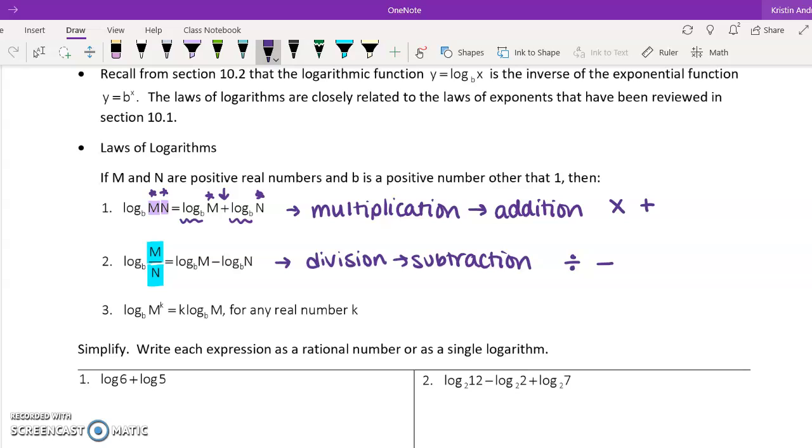And then for the third one, we have log base b of m to the k power. And this one is super important, super useful, because this is one of the most important reasons for learning about logs, because sometimes variables end up in a power. And this allows you to take this power of k and move it all the way to the front, and it becomes a coefficient. So I call this one coefficient. Actually, I should call it exponents. Exponents become coefficients.